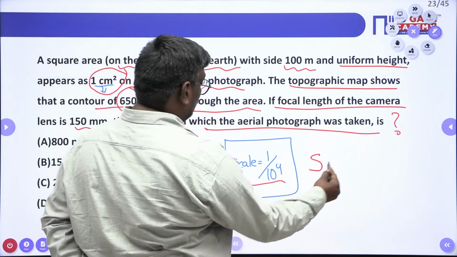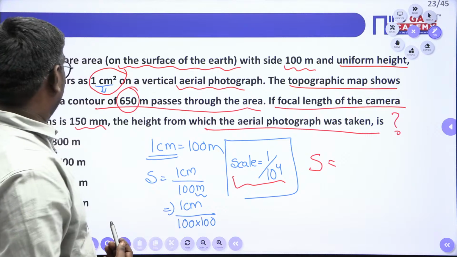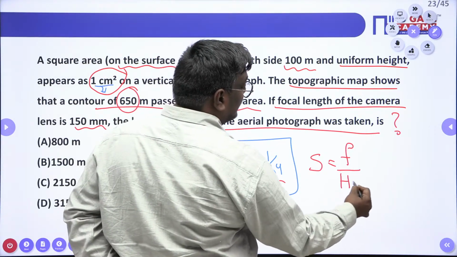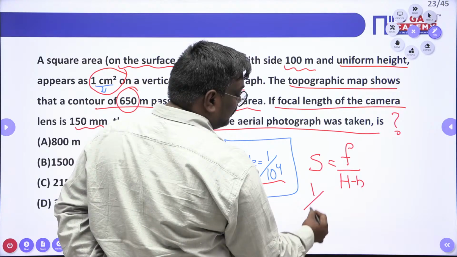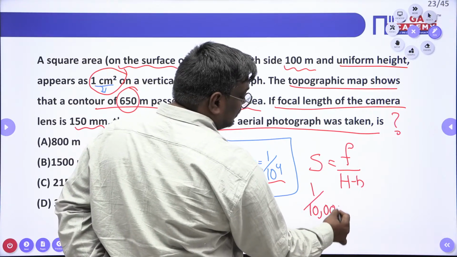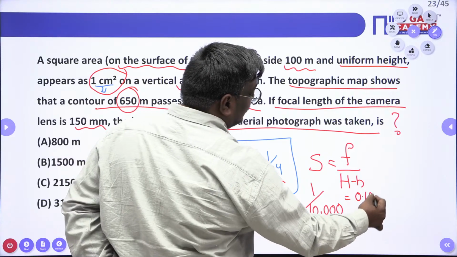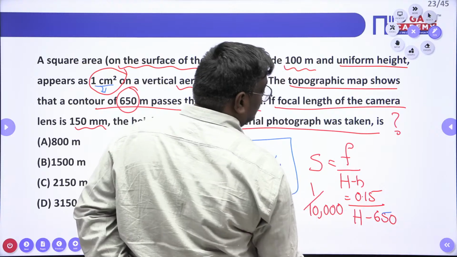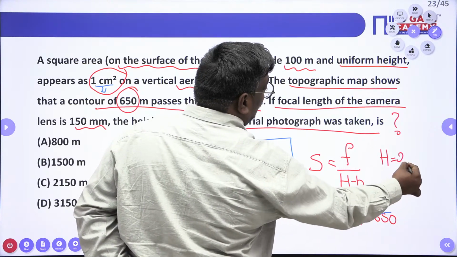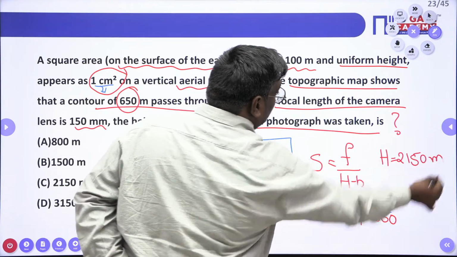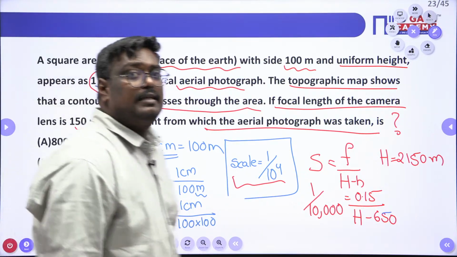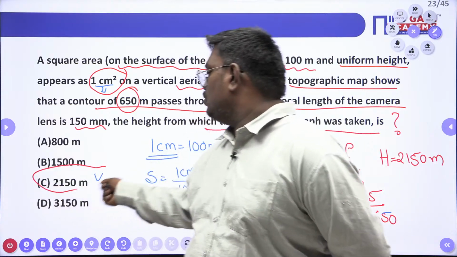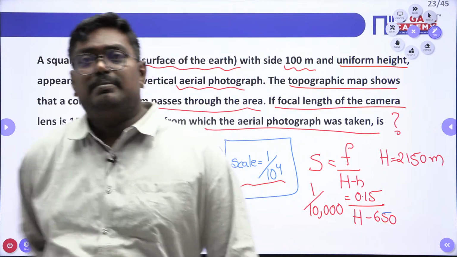So scale is equal to what? What is the focal length? You can write scale is equal to f upon H minus h. Scale is 1 upon 10,000. Focal length is 0.15, upon flying height, which you don't know, H minus 650. On solving this, my dear students, you will get H equal to 2150 meter. So the answer here is option C, 2150 meter. Is it clear, my dear students?